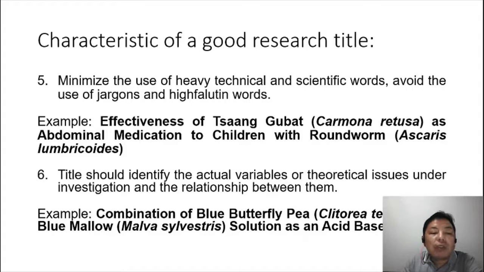Okay? So a good example of this is a combination of blue butterfly pea and blue mallow solution as an acid-base indicator. So ano yung mga variable natin dito? Our variable here are your blue butterfly pea, blue mallow solution, and acid-base indicator. So we are showing the variables of your research and how they are related to one another. So those are the characteristics of a good research title.